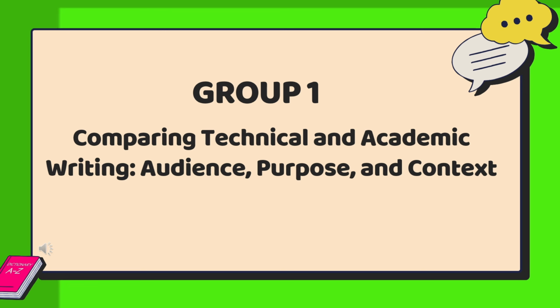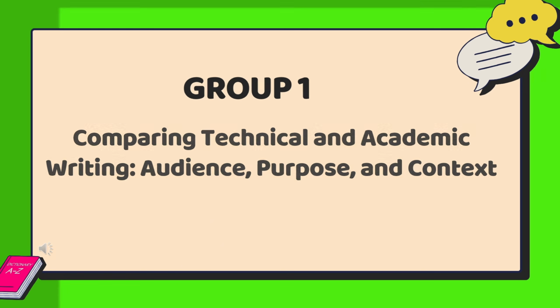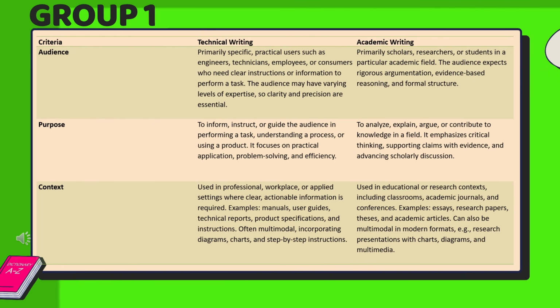Comparing technical and academic writing: audience, purpose, and context. Criteria: technical writing and academic writing. Audience: technical writing is primarily for specific, practical users such as engineers, technicians, employees, or consumers who need clear instructions or information to perform a task. The audience may have varying levels of expertise, so clarity and precision are essential.